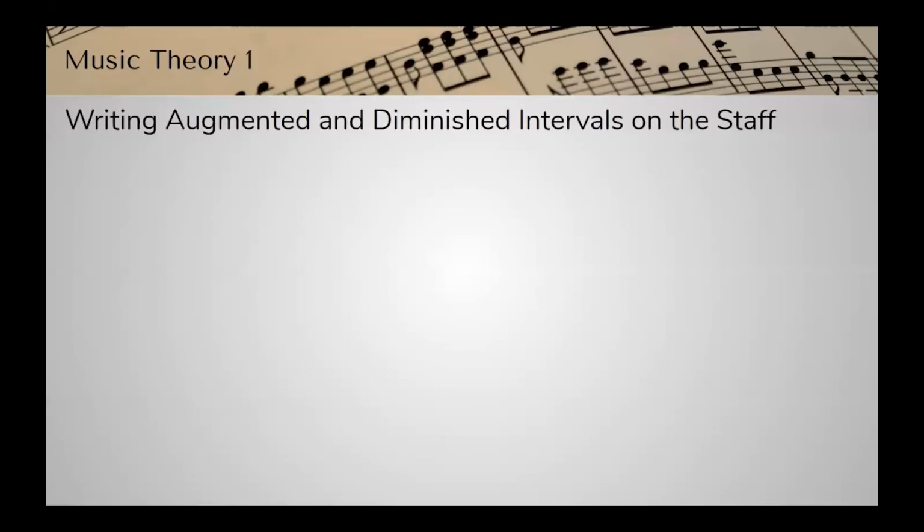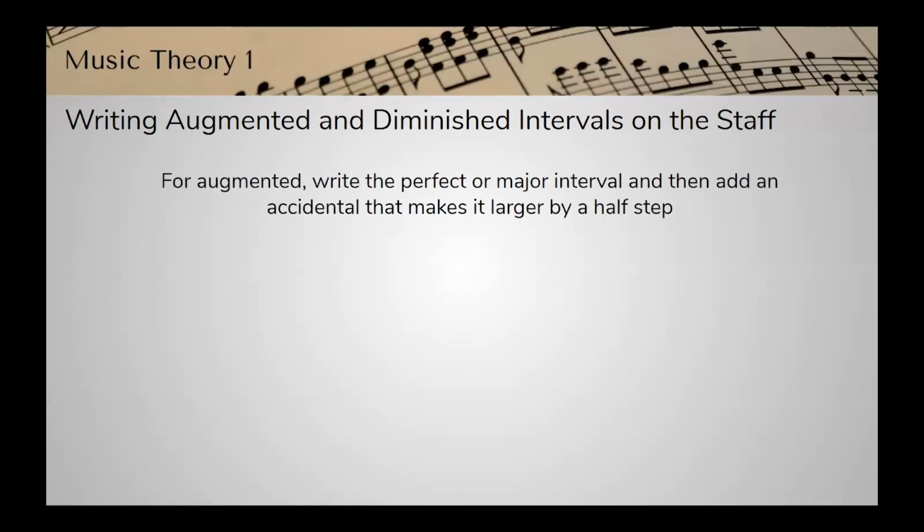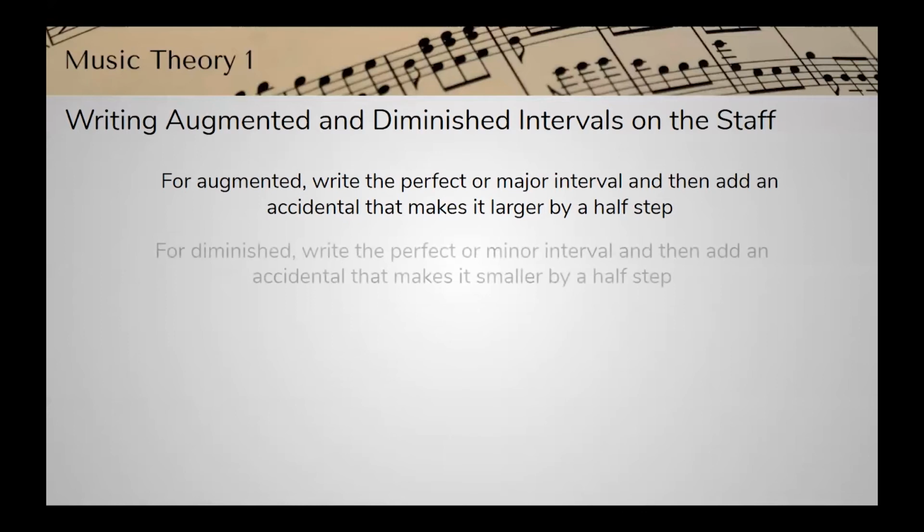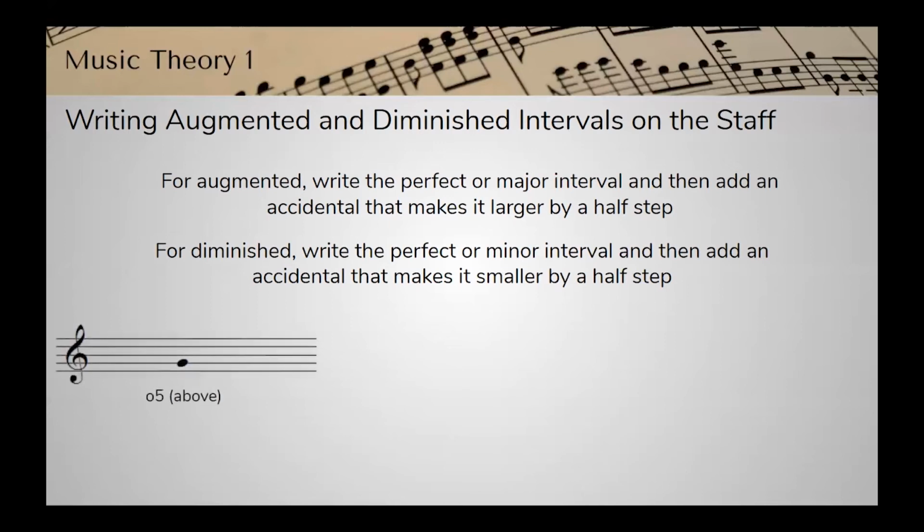Okay, let's talk about how to write augmented and diminished intervals on the staff. It's the same process as before. So for augmented, you want to write the perfect or major interval and then add an accidental that makes it larger by a 1/2 step. For diminished, write the perfect or minor interval and then add an accidental that makes it smaller by a 1/2 step. So we're going to try to write a diminished fifth above this G natural.